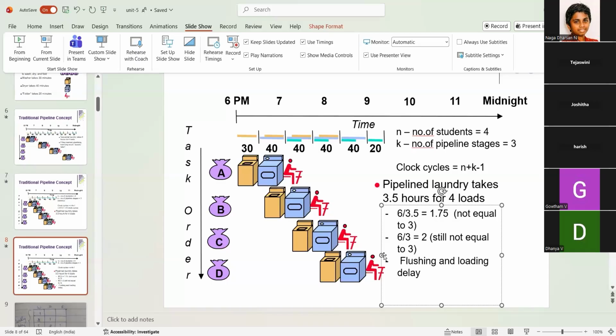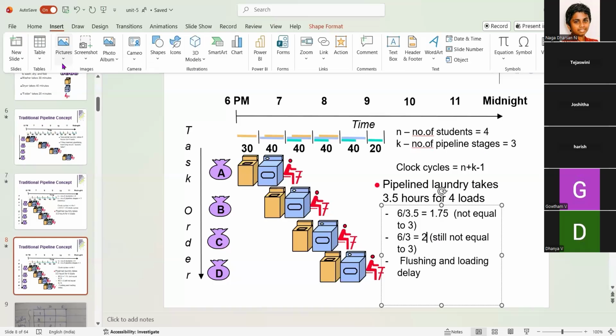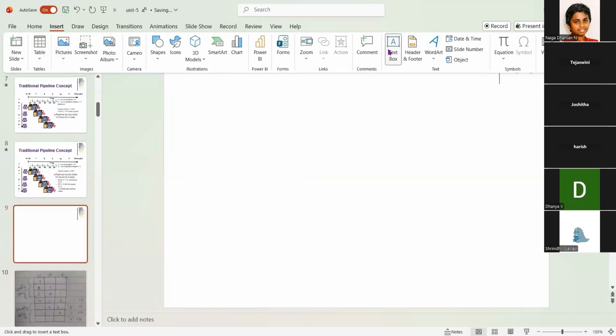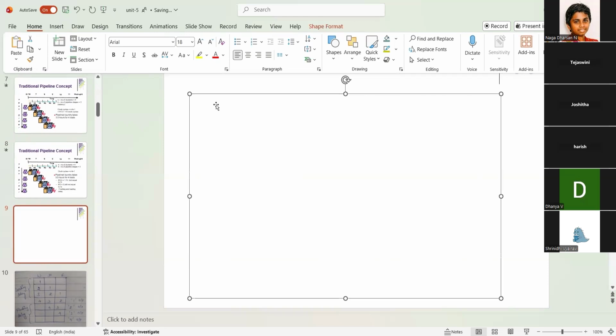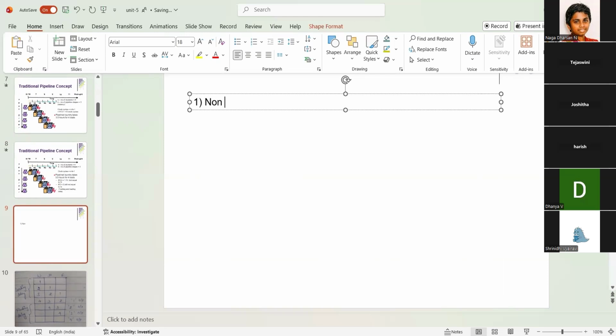Why should it be equal to 3? You might ask, why should speed up be proportional to the number of pipeline stages? So let's first take the non-pipelining condition. How many stages do we take? Let's say our k is 5. That is our number of stages.